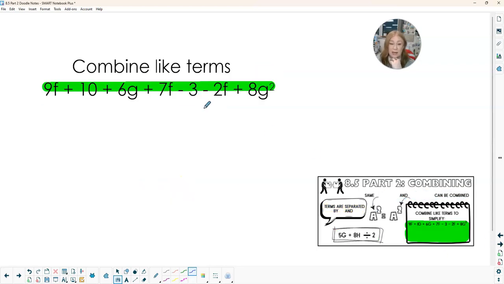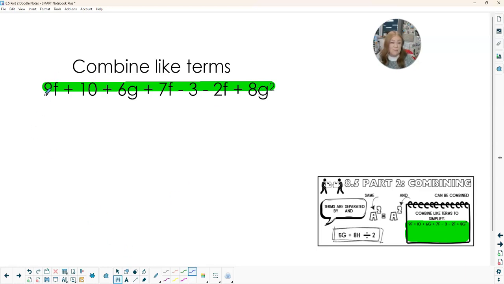So let's try one out here. We have 9f's plus 10 plus 6g's plus 7f's minus 3 minus 2f plus 8g squared. So we can see here's a term, it's broken up by all these adding signs and the subtracting signs. So we have 1, 2, 3, 4, 5, 6, 7 terms that we're going to try and put together. Now we might not get down to one answer because they might not all be the same.